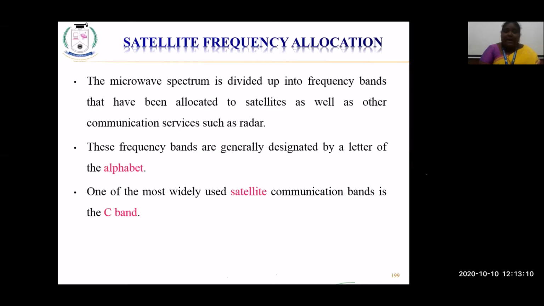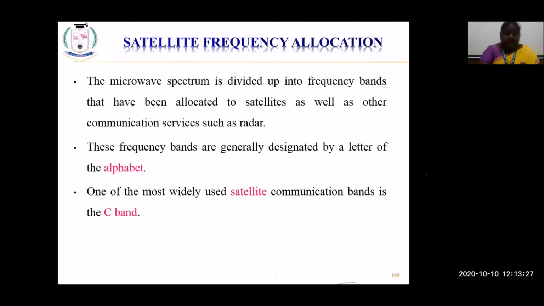One of the most widely used satellite communication bands is the C-band. Now let us move ahead and see in detail the frequency ranges of the C-band, Ku band and Ka band. Normally they are called the Ka band and Ku band.